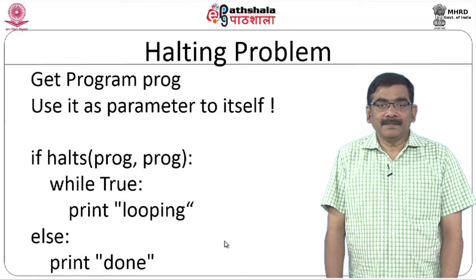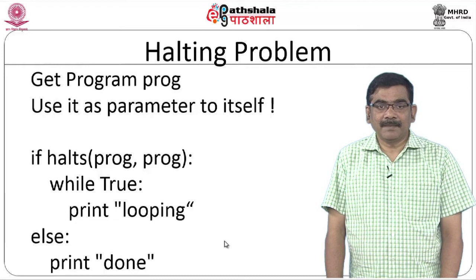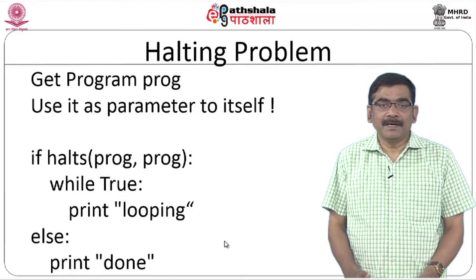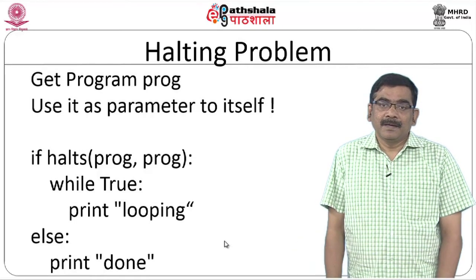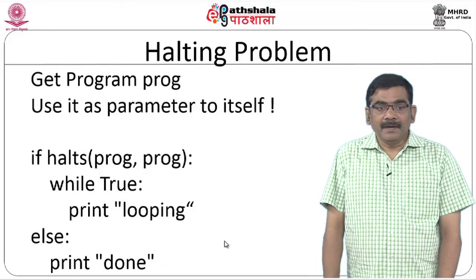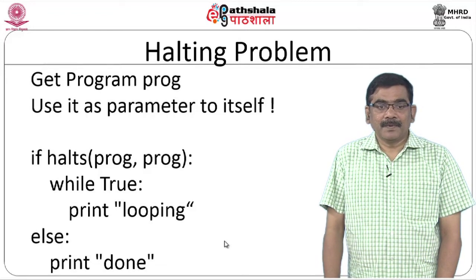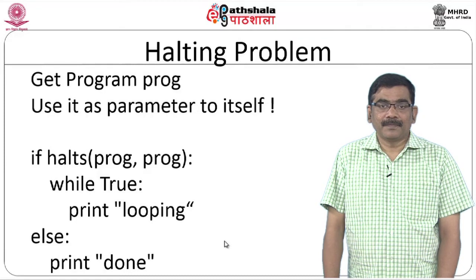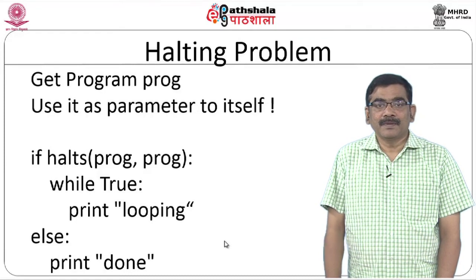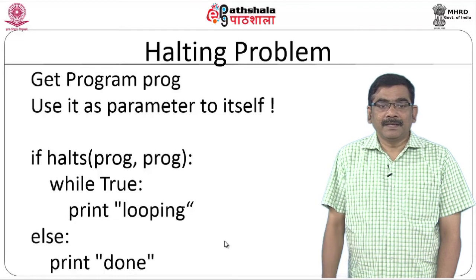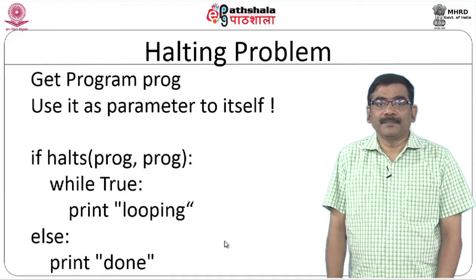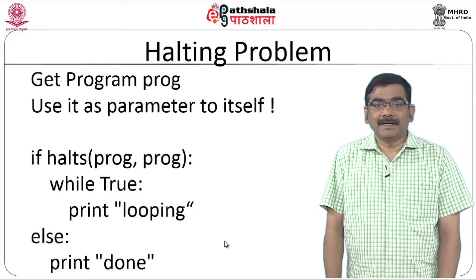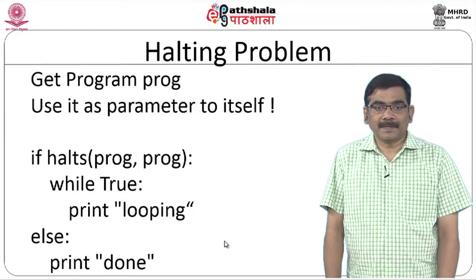Then we are giving this as the input for itself. In other words, what is happening is that we write one program and we are giving that as the input for the same program. If halts(program, program) is true, while true, then it loops. So, we say it prints looping, otherwise it is done. So, this is the program.